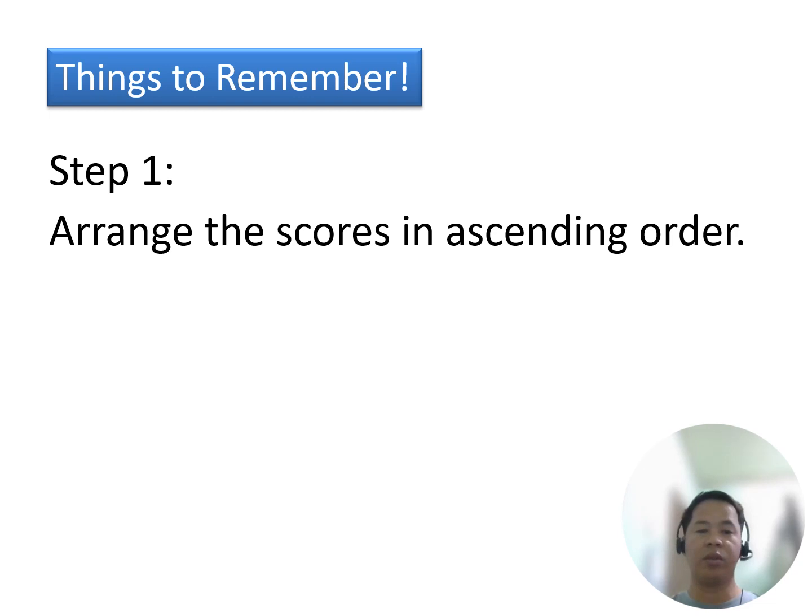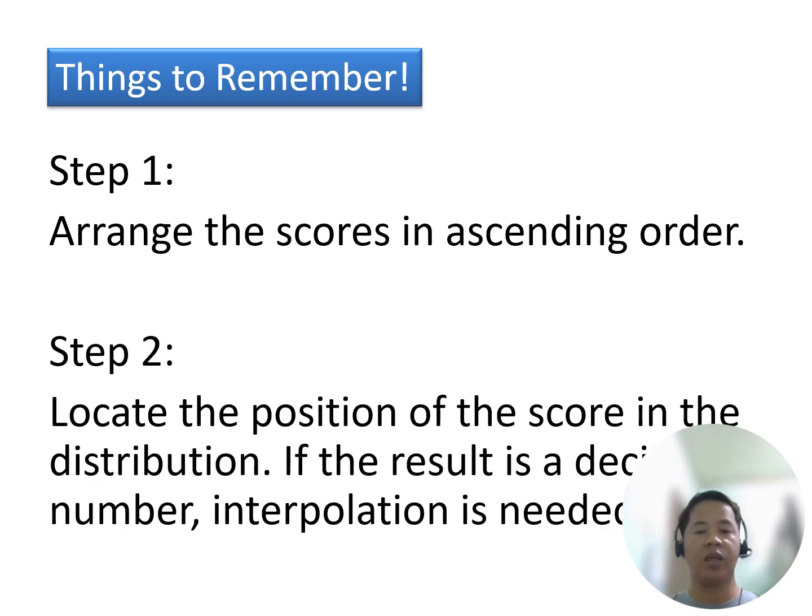The first step is to arrange the scores in ascending order. What do you mean by ascending order? It is from lowest to highest value. Step number 2 is to locate the position of the scores in the distribution. If the result is a decimal number, then interpolation is needed. If not, there's no need to do interpolation.